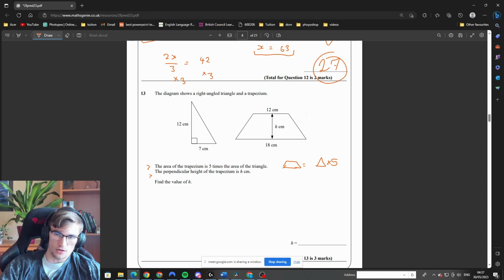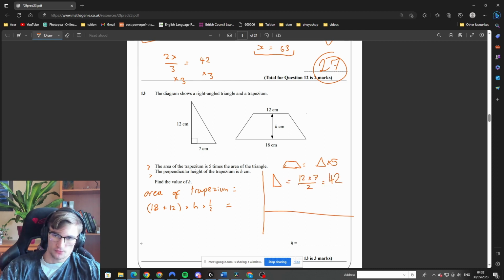What's the formula for the area of a trapezium? The bottom length plus the top length. So it's 18 plus 12 times by the height, and we have to divide all of that by 2. But I don't like writing it that way. I prefer just timesing it by a half, which is the same as halving the whole thing. Okay? Area of the triangle, 42.